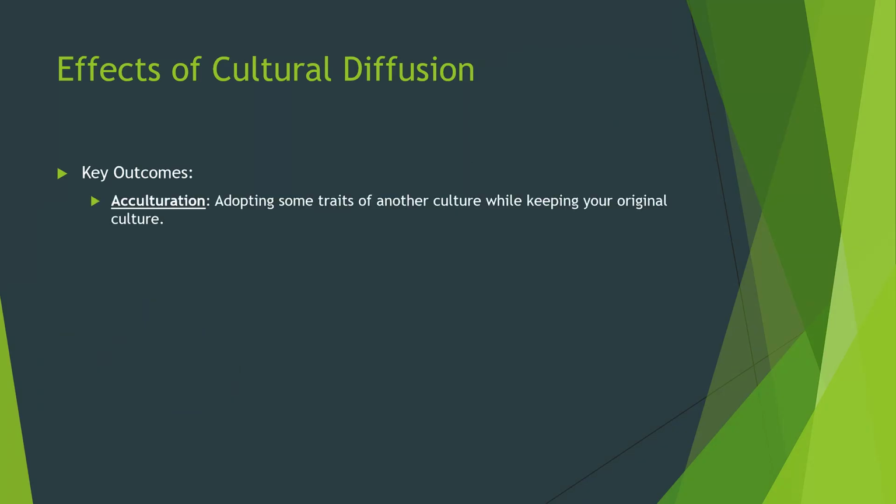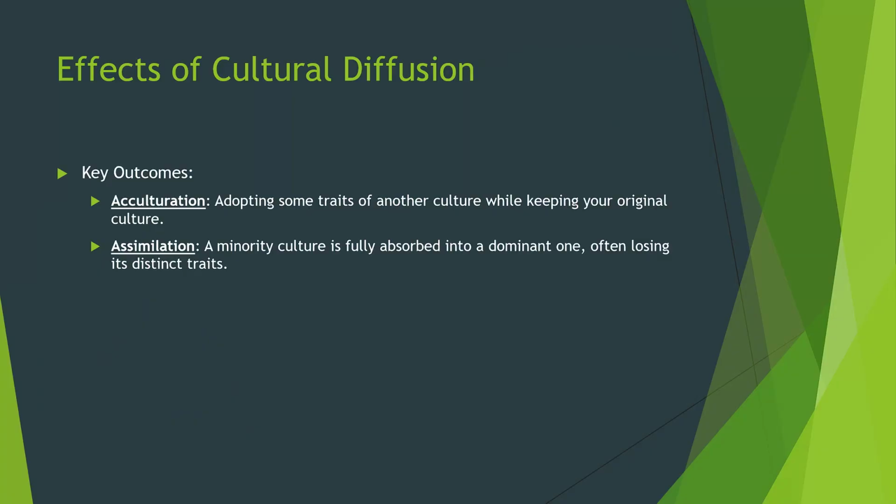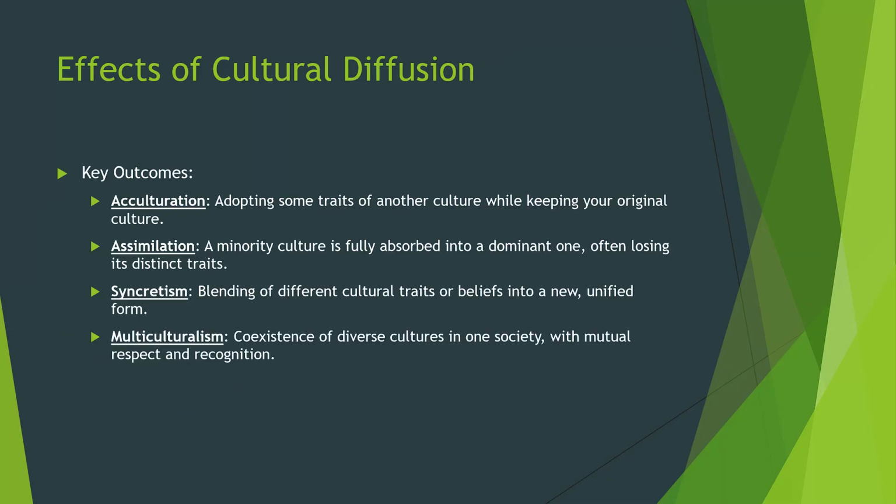Really, there's 4 key things we're looking at. Acculturation, which is basically adopting some traits while keeping your original culture. Assimilation is basically a minority culture being absorbed into a dominant one and losing what makes it distinct. Syncretism is a blending of different cultural traits into a new unified form. And multiculturalism is a coexistence of diverse cultures with mutual respect and recognition. We'll learn about how cultures transform and interact.